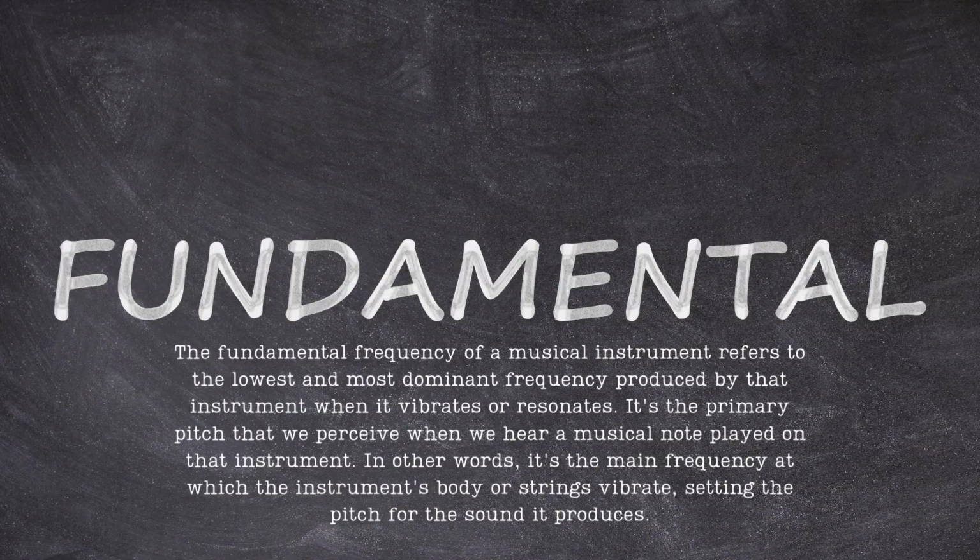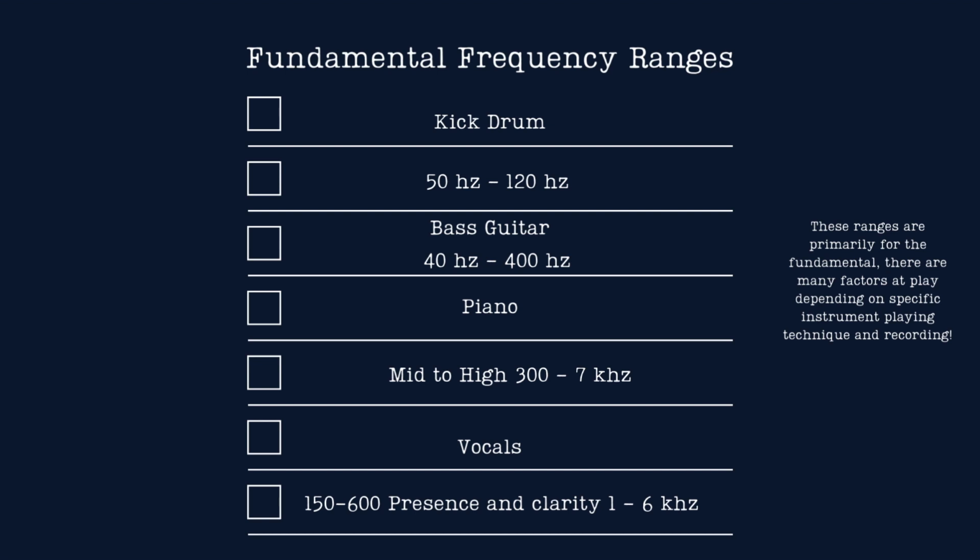For example, a kick drum is low. You have usually around 60 hertz as the fundamental. A bass drum has a fundamental around 80. A piano can range over the whole entire frequency range. Guitar is similar depending on where the focus is. And the vocal has a really nice sweet spot between 1 and 6K.